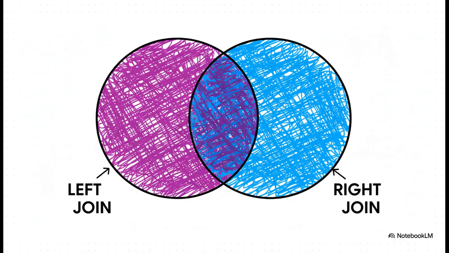But what happens when you need to see everything from one table, even the lonely records that don't have a match in the other? That's what left and right joins are for. A left join basically says, hey, give me every single record from the table on the left, and just bring along whatever matching data you can find from the right. A right join does the exact same thing, but for the table on the right. In short, one side is the boss.